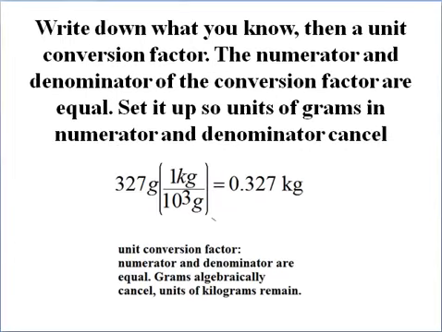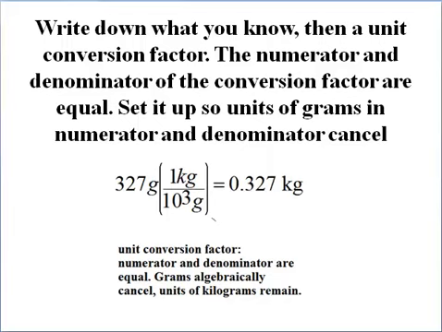First, in a problem like this, you write down what you know, then a unit conversion factor. The numerator and the denominator of the conversion factor are equal. Set up the conversion factor so units of grams in the numerator and denominator cancel. For example, we start by writing down 327 grams, which is what we know. This is multiplied by this unit conversion factor.